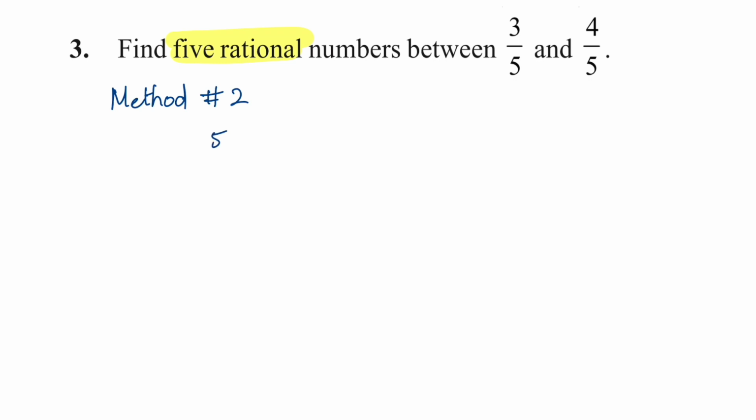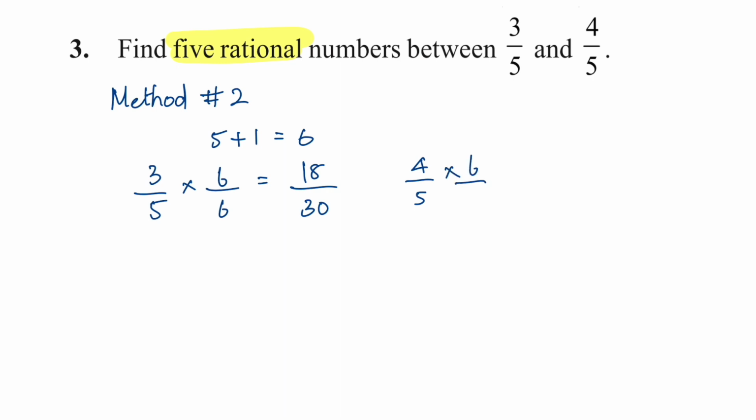So as we know, if we have to find 5 rational numbers, we have to add 1 to that, which gives us 6, and we are going to multiply the numerator and denominator of both these numbers by 6. So 3 by 5 into 6 by 6 gives you 18 divided by 30, and for the next number, 4 by 5 into 6 by 6 gives you 6 4s are 24 divided by 30.